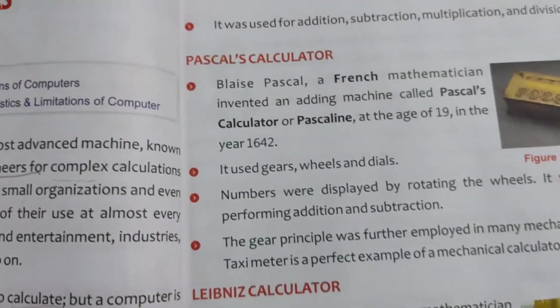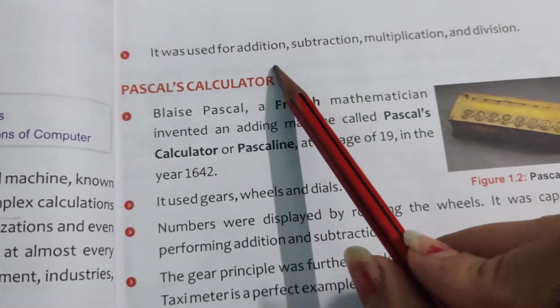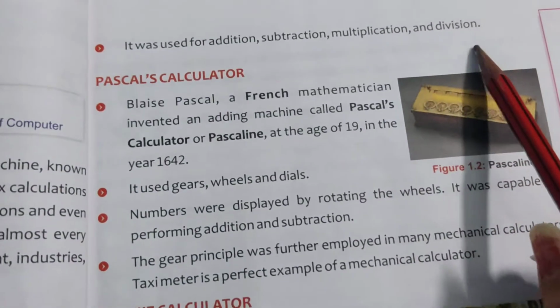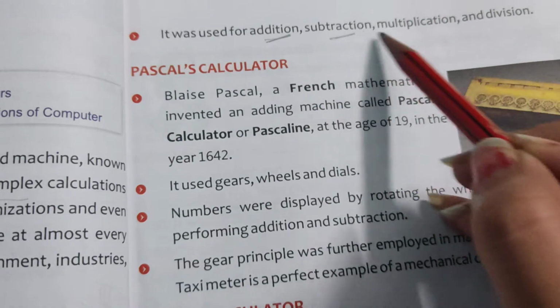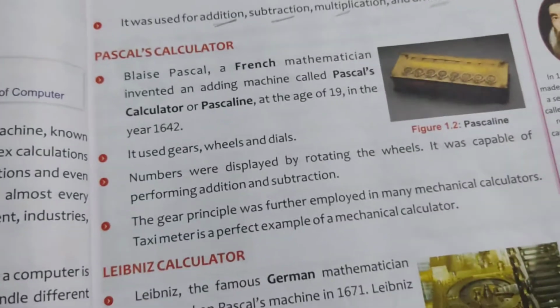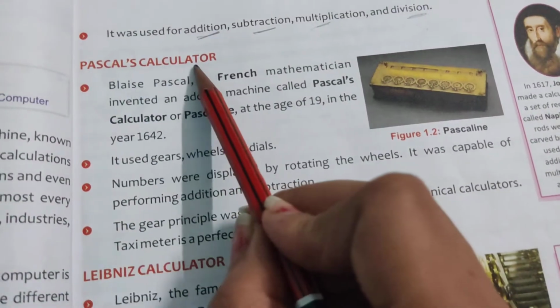Now come to next page. It was used for addition, subtraction, multiplication and division. What things you could do in that? Addition you can do, subtraction, multiplication and division. Next one is Pascal's calculator.